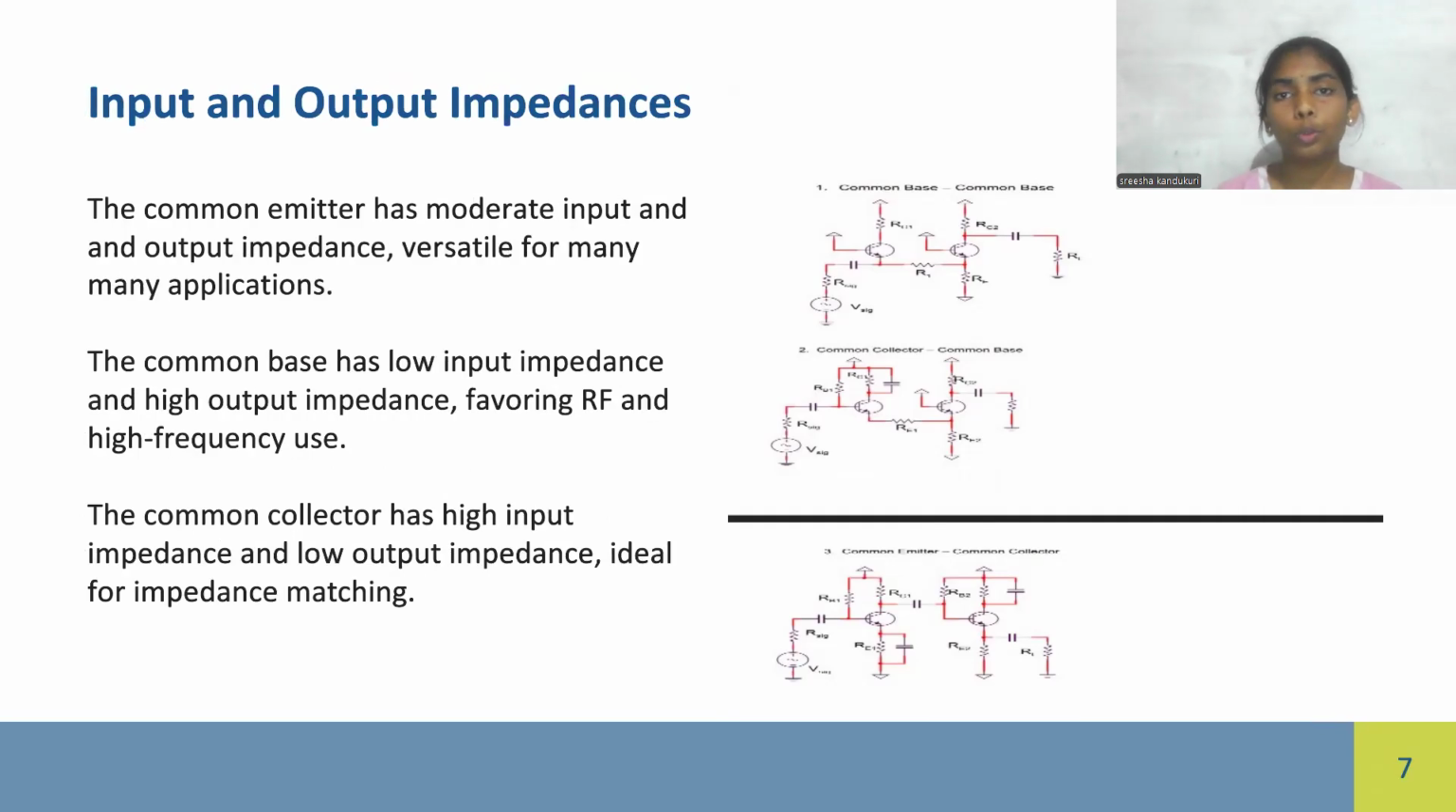So, input and output impedance. The common emitter has a moderate input and output impedance, versatile for many applications. The common base has low input impedance and high output impedance, favoring RF and high frequency use. The common collector has high input impedance and low output impedance, ideal for impedance matching.